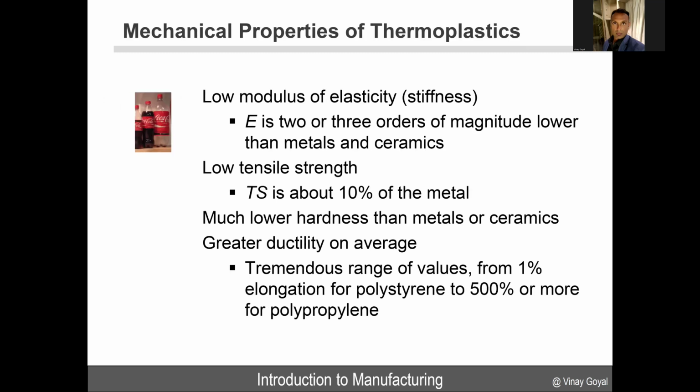So what are the mechanical properties of thermoplastics? They have low modulus of elasticity, orders of magnitude lower than metals and ceramics, low tensile strength. The tensile strength can be as low as 10% of the metal, much lower hardness than metals or ceramics, and significant amount of elongation capability. Tremendous range of values, 1% for polystyrene to 500% or more for polypropylene.